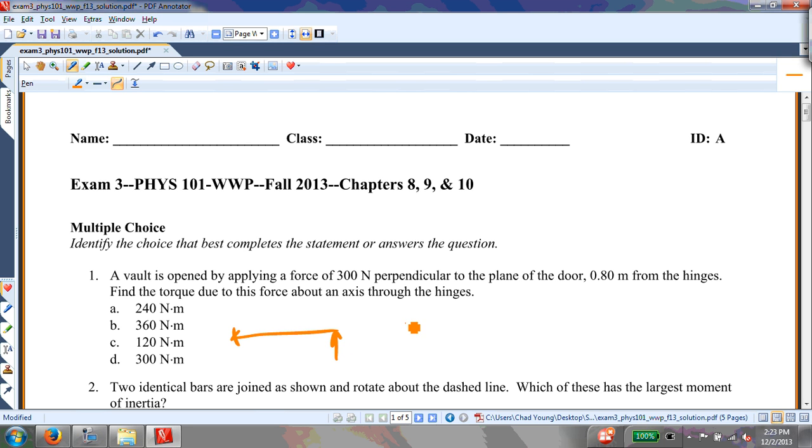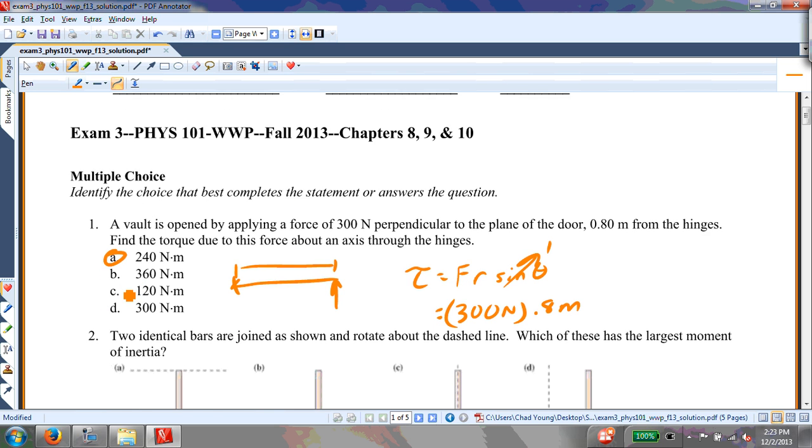So it's pretty simple. The torque is just the force times the moment arm times the sine of the angle. But my theta is 90 degrees, so the sine of 90 is equal to 1. So it's just the force, which is 300 newtons, times the length of the moment arm. That's this distance, which is 0.8 meters. 300 times 0.8, is that 240? Yeah. So A is the answer.